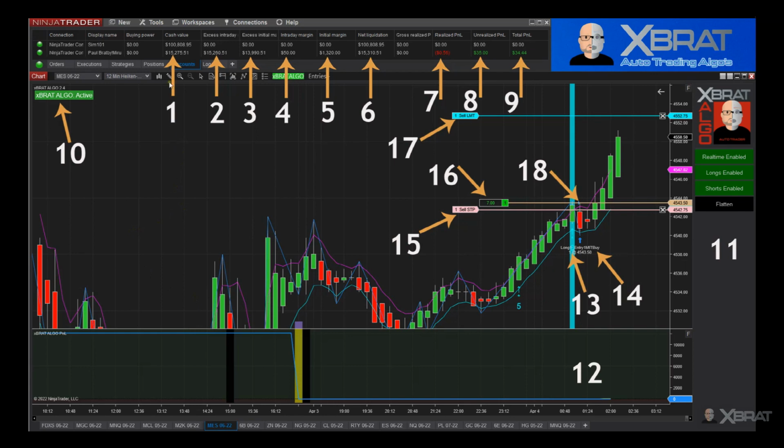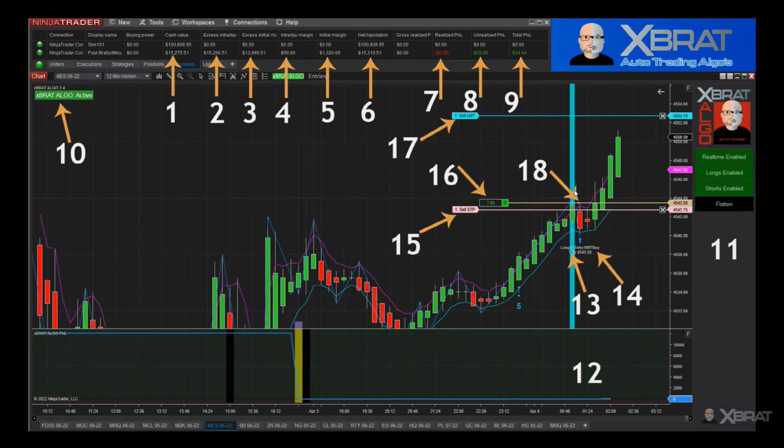That's the cash value. So this is the value of the account. 15,275.51 is the value of the account size at that moment in time. So number two, this is the excess intraday margin. So what you have available as margin for trading within the regular trading hours. You can see it's slightly less than that cash value because some is being used for that current open trade.